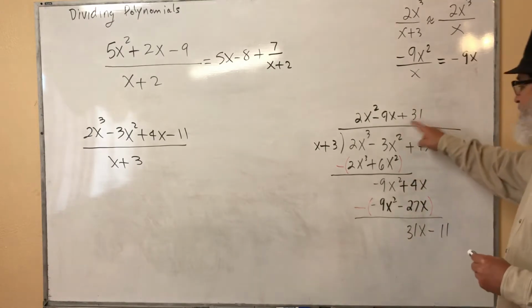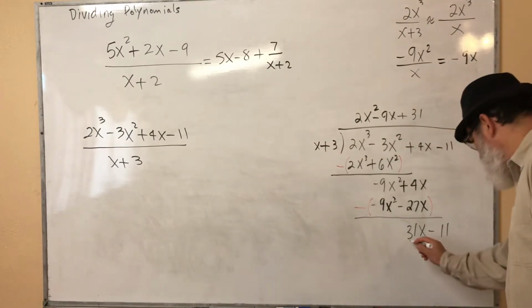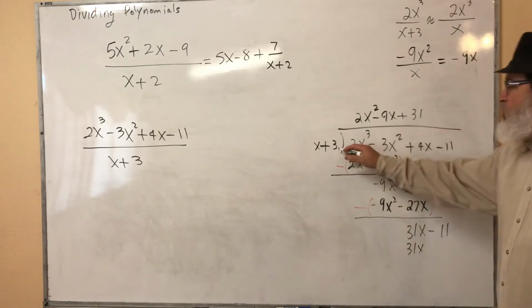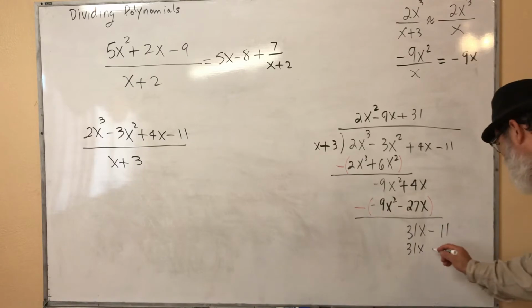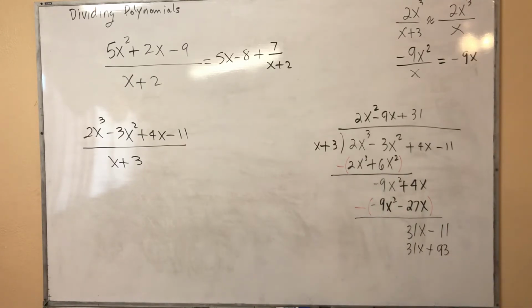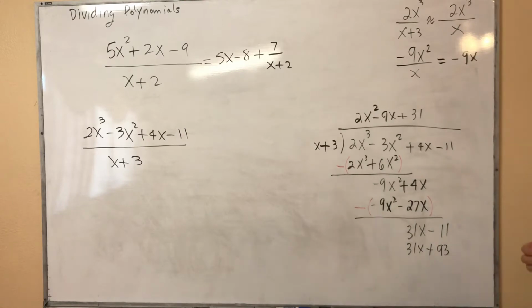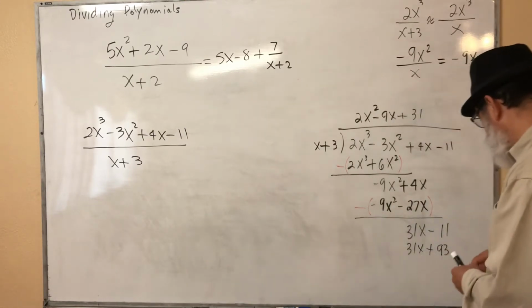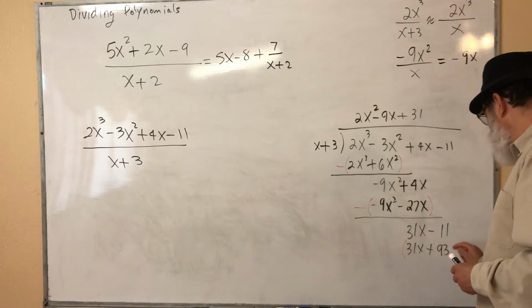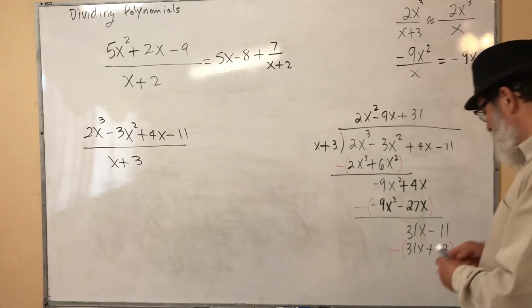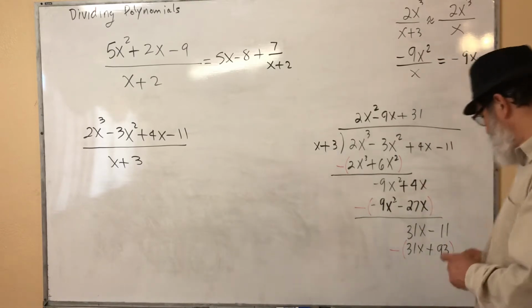What's 31 times x? 31x. What's 31 times 3? Is that 93? 3 times 1 is 3. 3 times 3 is 9. What's the next step? Subtract. That's the next step. This is long division.